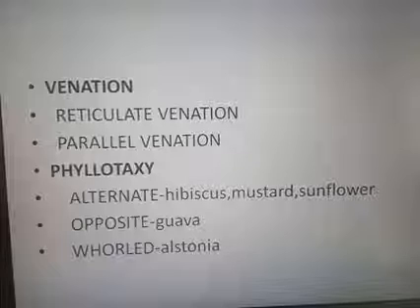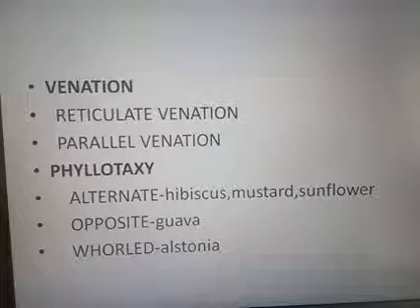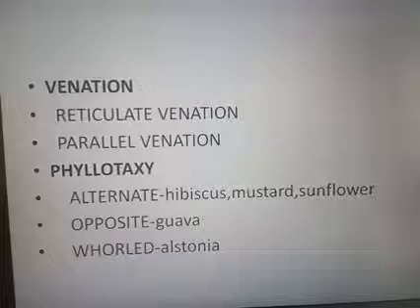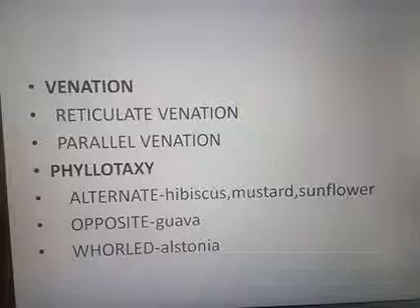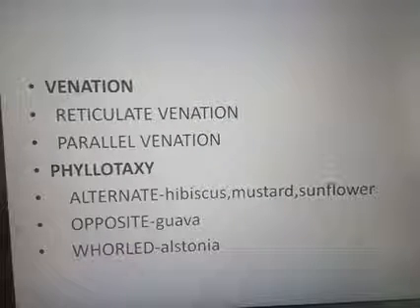I will show you the picture, then you will understand what alternate is. Then opposite means a pair of leaves is borne at a node opposite to each other. An example for opposite is guava. The next one is whorled. Three or more leaves occur at a node. An example for this group is Alstonia. Clear?